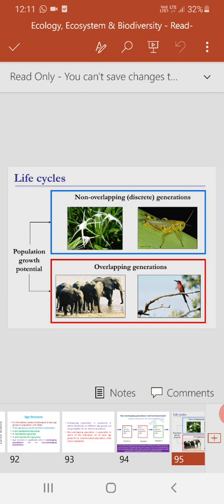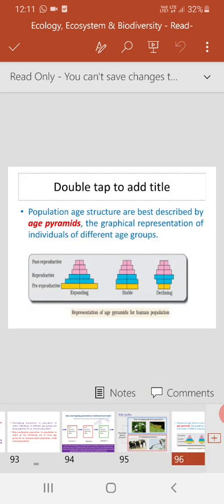So this is the slide which is showing some pictures of overlapping and non-overlapping generations. You can see elephants and birds are overlapping generations. These populations belong to overlapping generations. And small insects and small plants or seasonal plants are examples of non-overlapping populations.